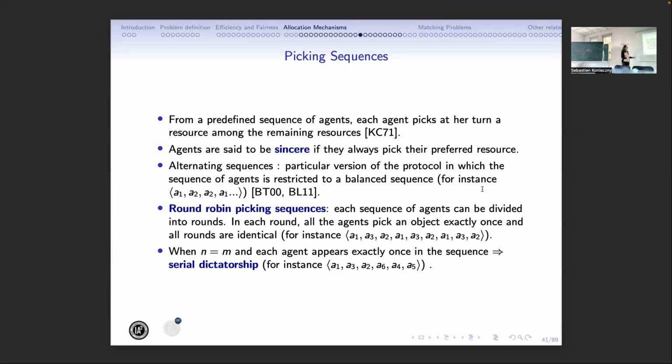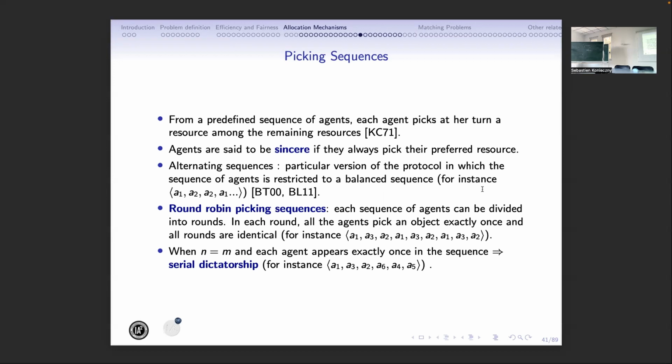And there are different types of sequences. You can imagine that you have 2 agents and 6 resources. You can say that the first agent picks 3 times, and then the second agent picks 3 times. But you will see that this would not be fair for the second agent.